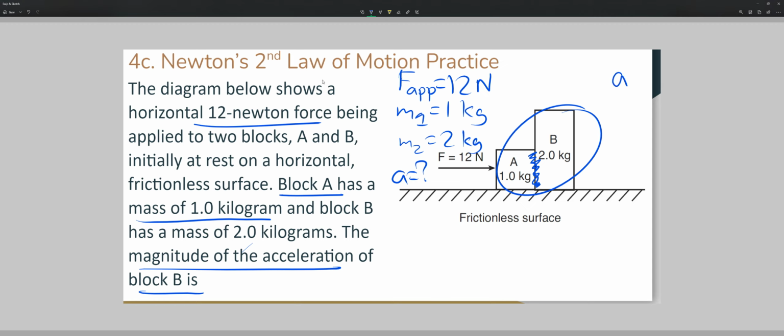When we use the formula a is equal to F net over m, we have to be careful. F net is 12, because the only force being applied here is my applied force, which is 12. And my mass, I have to use my total mass: 1 plus 2 gives me 3. The objects are accelerating together, they feel the same acceleration. And so my answer here is 4 meters per second squared.